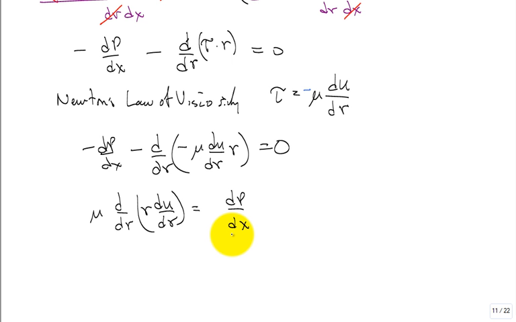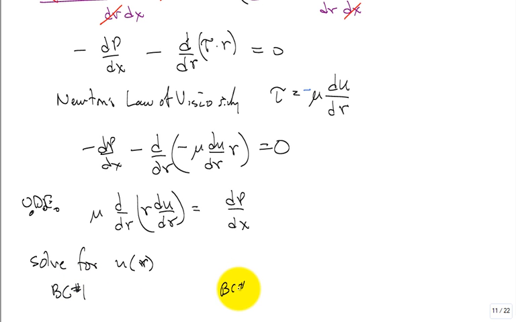Did I make a minus sign error? Hopefully not. This is an ODE, which I can use to solve for u as a function of r, and then get that quadratic profile. We have never done this, but we're doing it now. We're proving that quadratic profile for laminar flow. But for this second order ODE, I need a boundary condition number 1 and a boundary condition number 2. I need two boundary conditions.